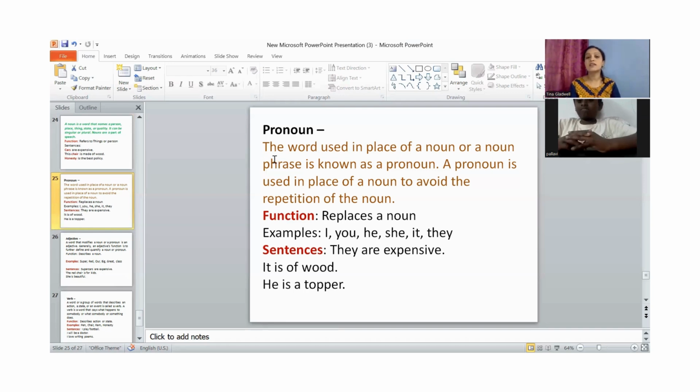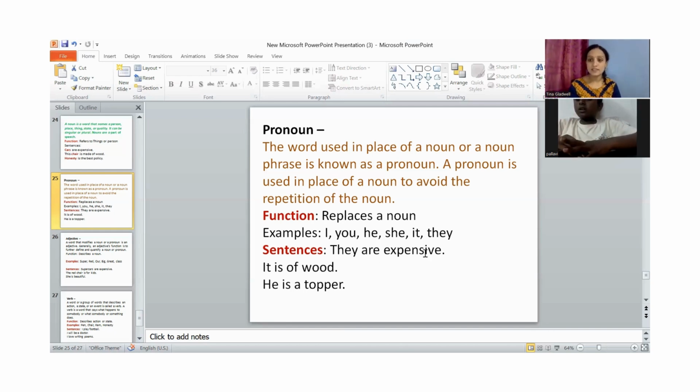That is given here. The word used in place of a noun or a noun phrase is known as a pronoun. A pronoun is used in place of a noun to avoid the repetition of names. So the major function of a pronoun is that it replaces a noun. For example: I, you, he, she, it, they, her, them, we, etc. All these are pronouns.